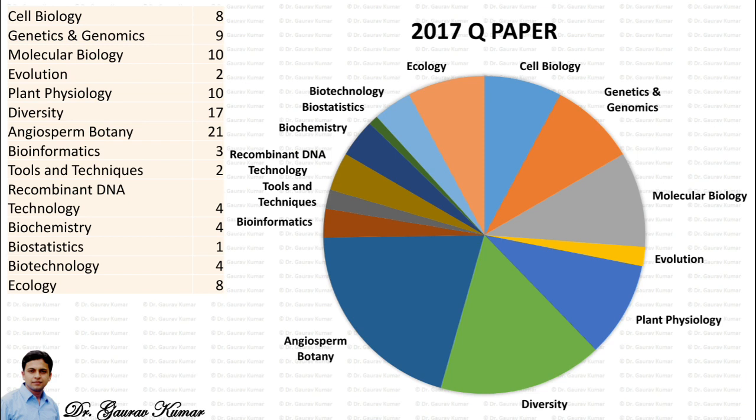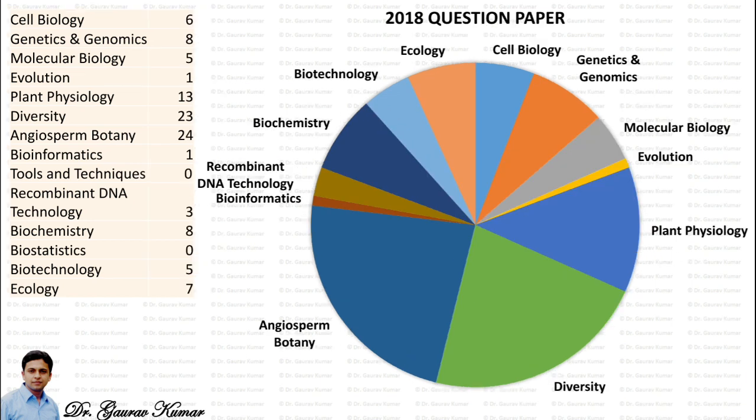So let's start with the 2017 question paper. The 2017 question paper was also not an exception. Angiosperm botany and diversity were there, but now the number of questions was 100 only. This question paper was largely balanced, with a good number of questions in molecular biology, genetics and genomics, cell biology, and so on.